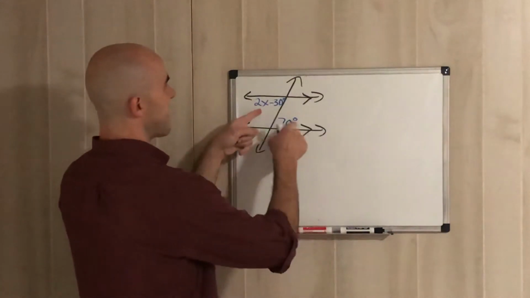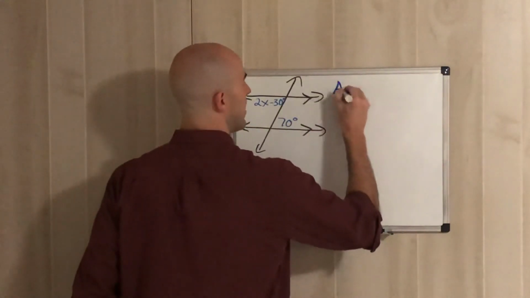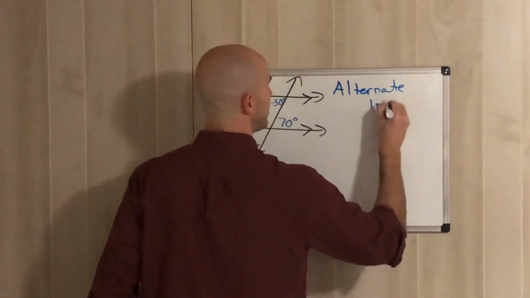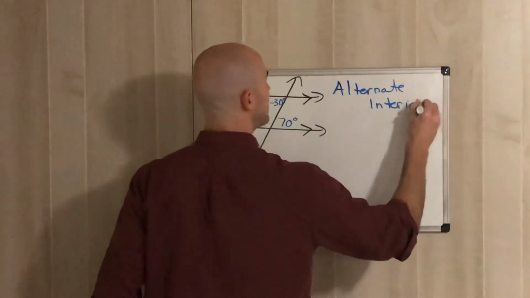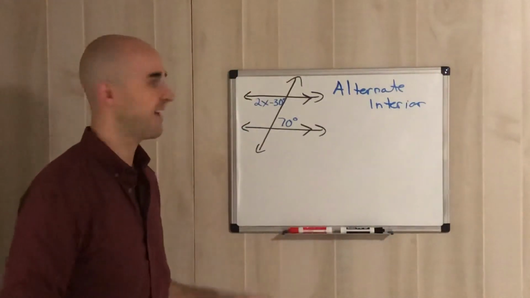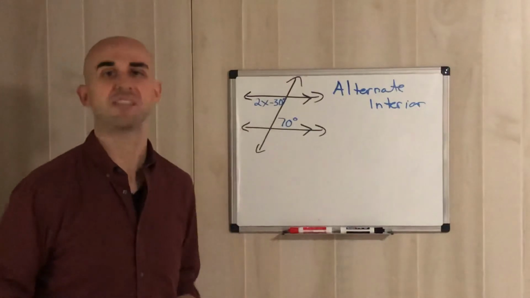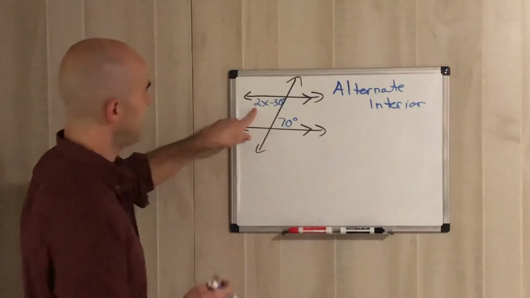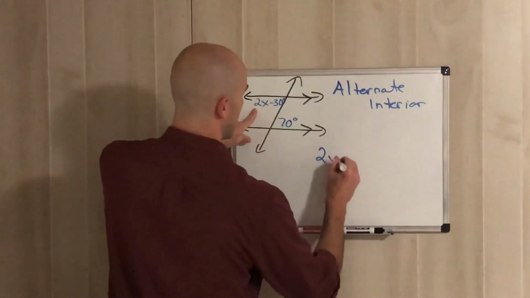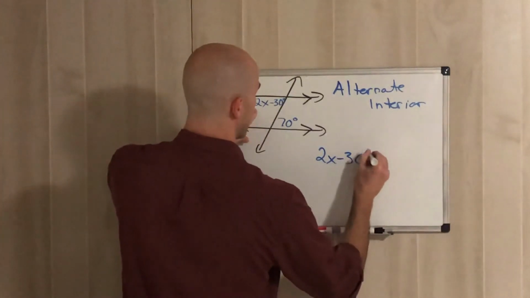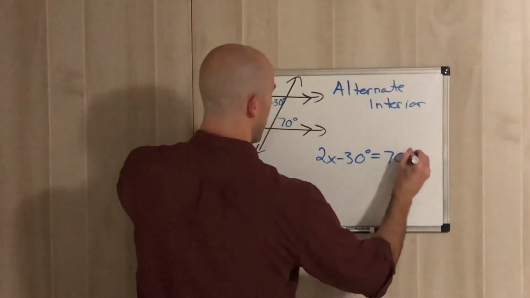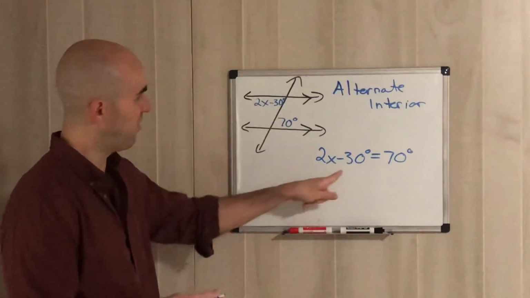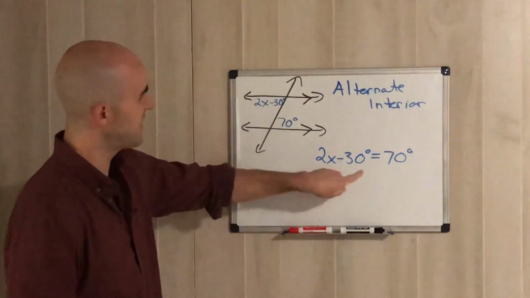So if they're inside on different sides, they're going to be alternate interior, right? Alternate interior angles. And again, always ask yourself, what do we know about alternate interior angles? Whenever it's alternate interior, they're both the same. They're both congruent. So if they're congruent, we set them equal to each other, right? We know that 2x minus 30 degrees equals 70. And again, we have that because we know when it's alternate interior, they're both the same. They're both equal. So set them equal. 2x minus 30 equals 70.